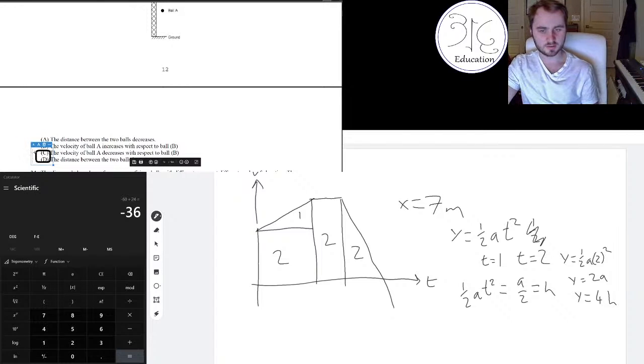C and B kind of are talking about ideas that aren't actually going to be affected by the same gravitational field. And A is the opposite of D, so A cannot be correct.